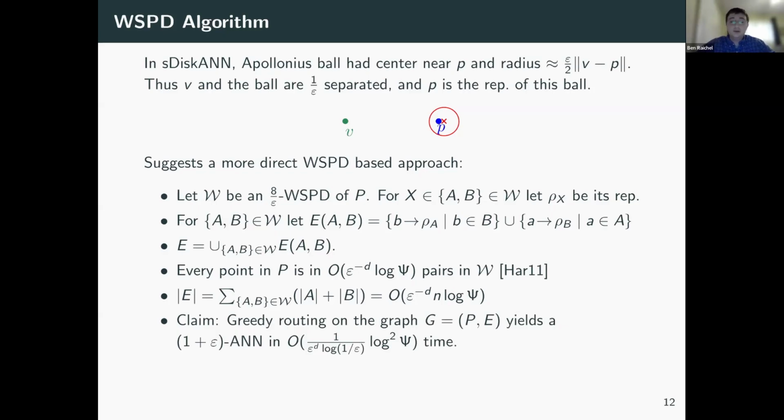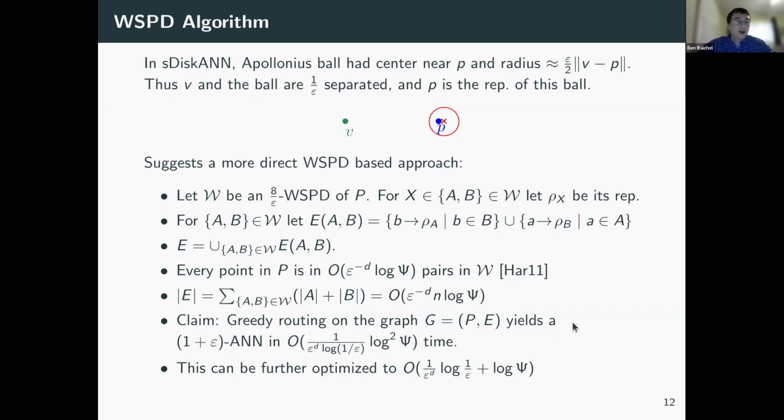And you can argue that if I do greedy routing on this graph, you get a 1 plus epsilon approximate nearest neighbor, and you get it in query time log spread over epsilon to the d log 1 over epsilon. This is the query time that the disk ANN analysis got. And in fact, we show in the paper you can improve this. But if you just do the direct analysis, you'll get the same bounds using a WSPD as this S-disk ANN algorithm got.